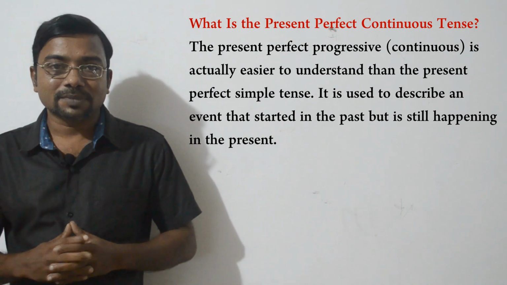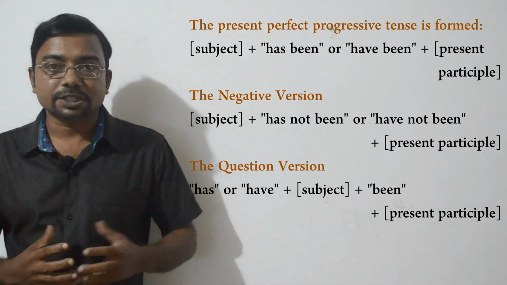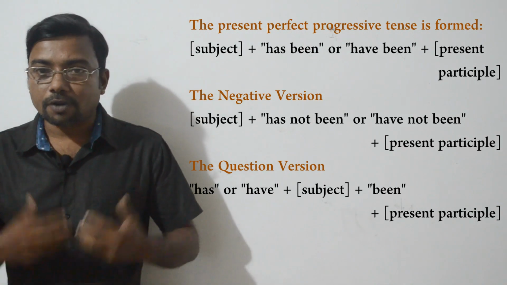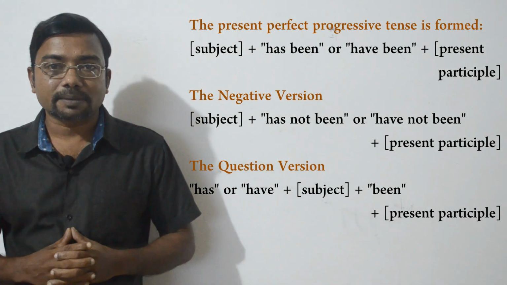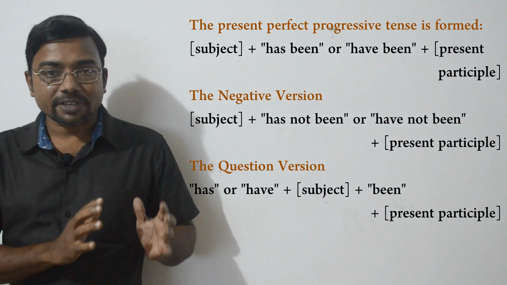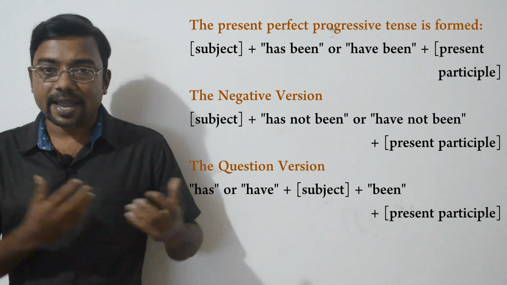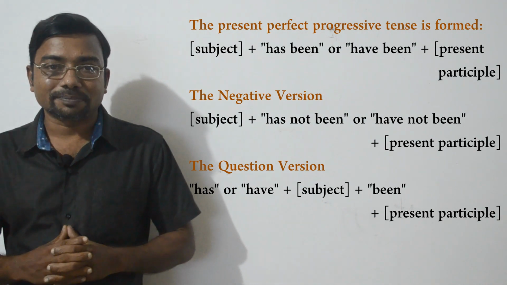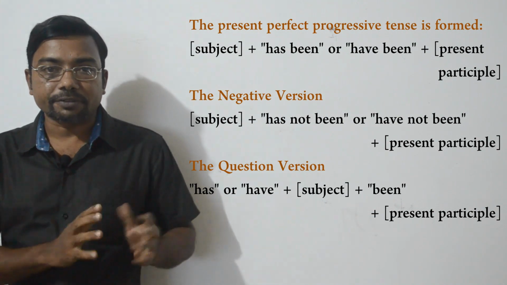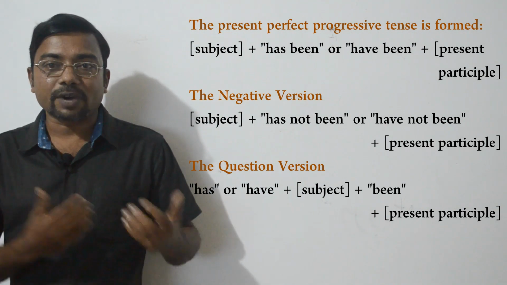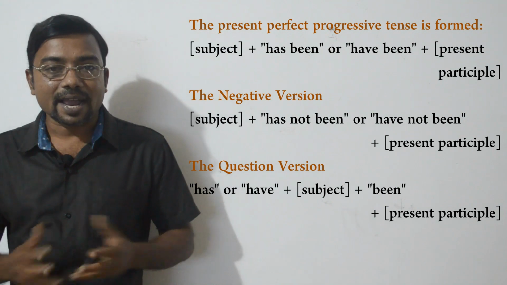Okay, before going to the uses of the present perfect continuous tense, let's talk about its structure. The present perfect continuous tense is formed using subject plus have or has plus the auxiliary verb be in past participle form, been, plus the verb in present participle form. Like the present perfect tense, we use have with plural subjects and has with singular subjects. When we make a negative statement, we use not between the auxiliary verb have or has and been. Questions are formed by inverting the subject and the auxiliary verb have or has.